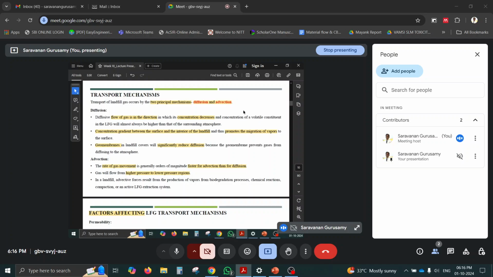Whenever there is transport of gas from a high pressure to a low pressure region, that is called advection. So diffusion is governed on its own, advection is governed by some pressure movement. Okay, so this is concentration based, and advection is pressure based. Diffusion is the flow of gas in the direction in which concentration decreases. So we have to find the concentration gradient.